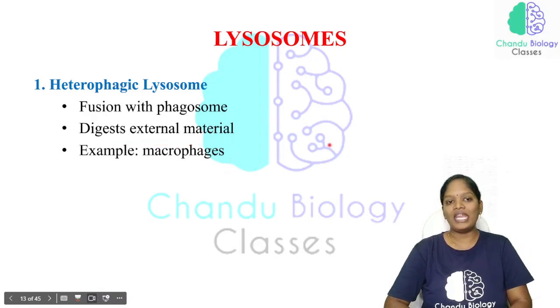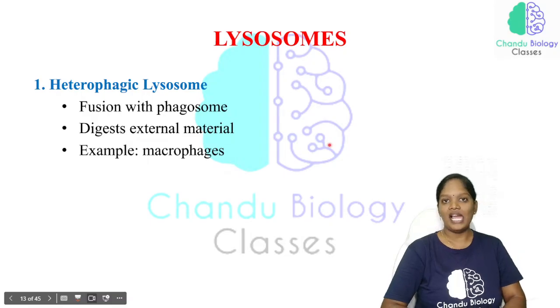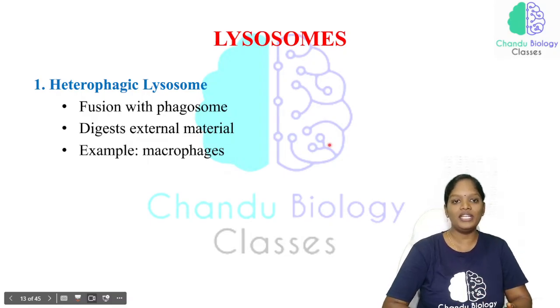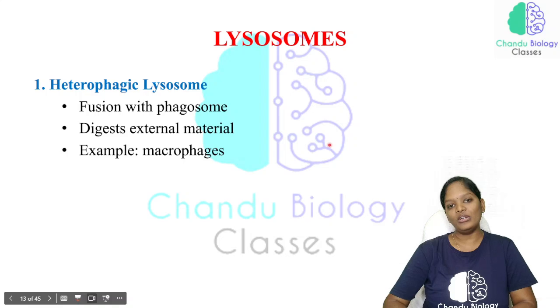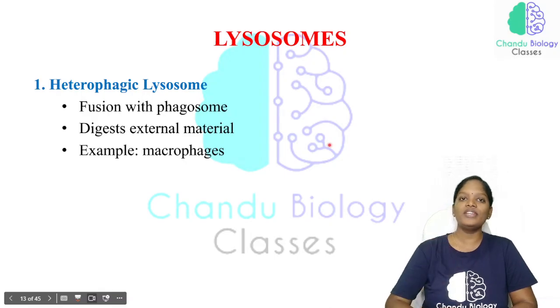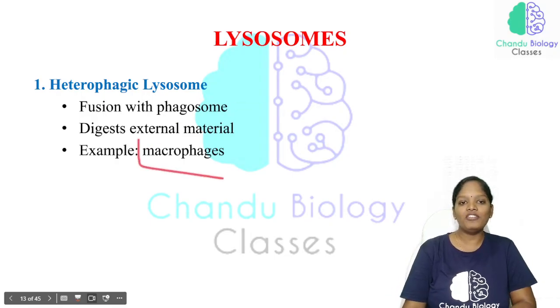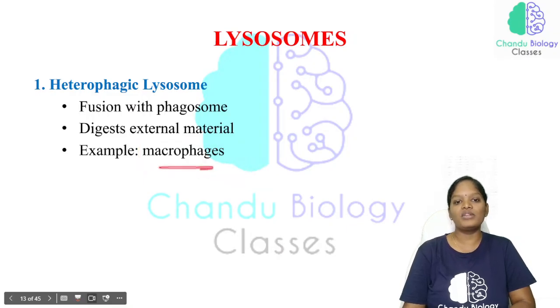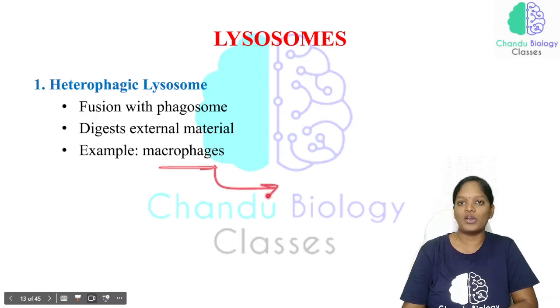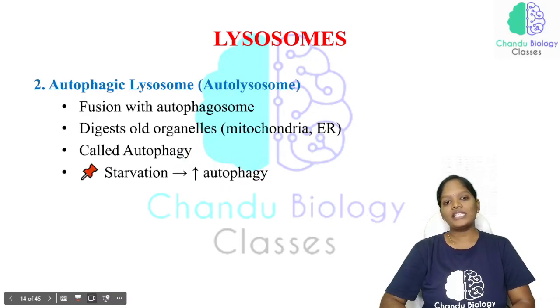This heterophagic lysosome is formed whenever the lysosome is fused with the phagosome, and it is involved in digesting external material. The best example of a heterophagic lysosome is the macrophage, which is involved in the phagocytosis process.